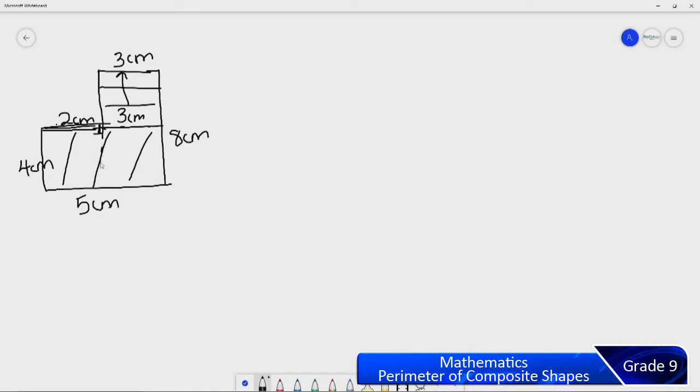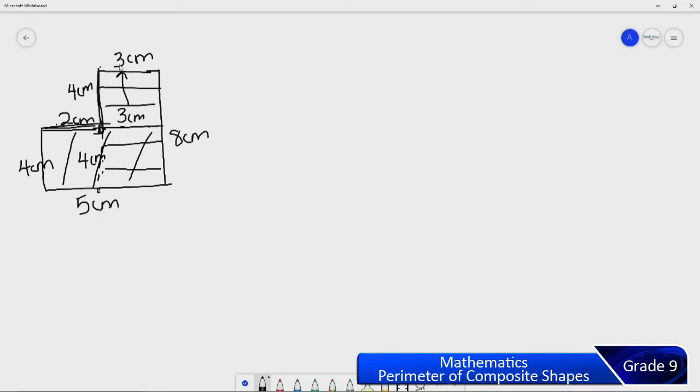If we bring this down, we can see that this also is a rectangle. This length is 8 cm. It means that this length here should also be 8 cm. But we only know that this portion here is equal to 4 cm. So if this portion here is equal to 4 cm, then this remaining portion there is also equal to 4 cm.